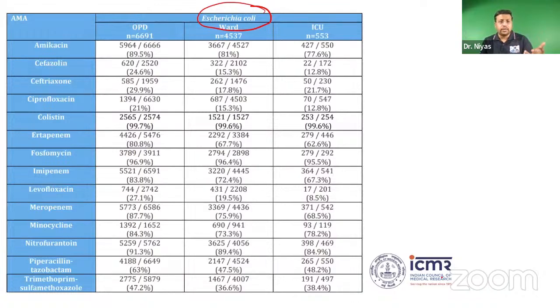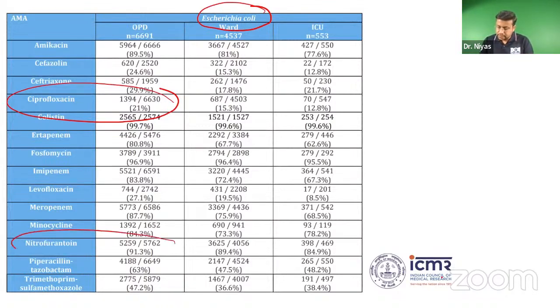Most often, it's a common practice that you use ciprofloxacin for most patients with urinary tract infection. Now look at ciprofloxacin and its susceptibility. It's only 21% susceptible. So if you're using ciprofloxacin for the treatment of cystitis, 80% of the time you may fail. Do we have any other oral option is the question.